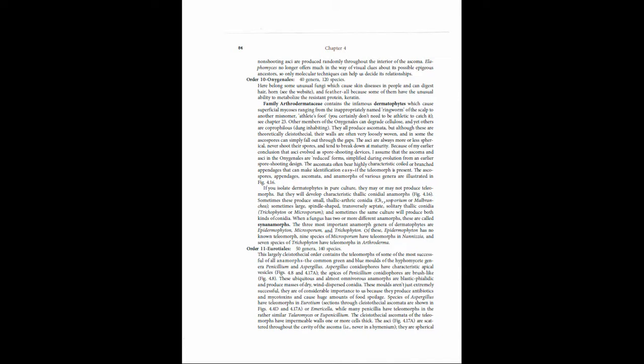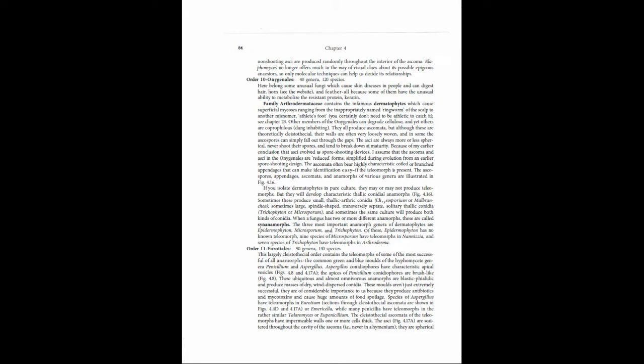This largely cleistothecial order contains the teleomorphs of some of the most successful of all anamorphs, the common green and blue molds of the Hyphomycete genera Penicillium and Aspergillus. Aspergillus conidiophores have characteristic apical vesicles, Figs 4.8 and 4.17a. The apices of Penicillium conidiophores are brush-like, Fig 4.8. These ubiquitous and almost omnivorous anamorphs are blastic phialidic and produce masses of dry, wind-dispersed conidia. These molds aren't just extremely successful, they are of considerable importance to us because they produce antibiotics and mycotoxins and cause huge amounts of food spoilage.